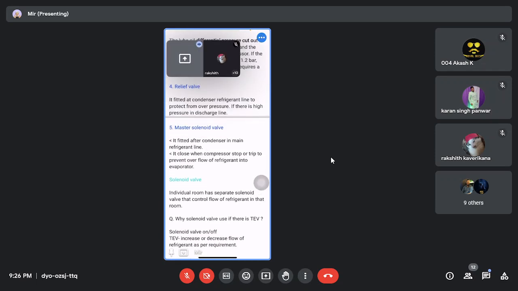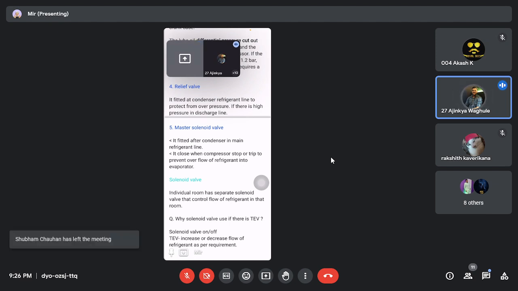Anyone have a question? Just one question. The master solenoid valve and solenoid valve. So the master solenoid valve is for what? Is it advanced safety or something else?